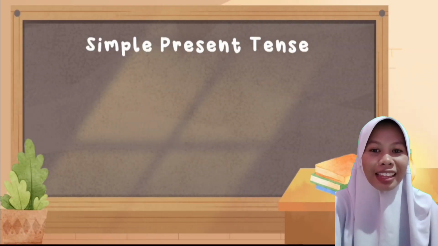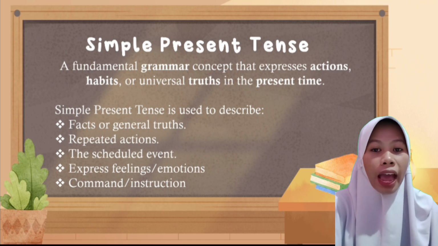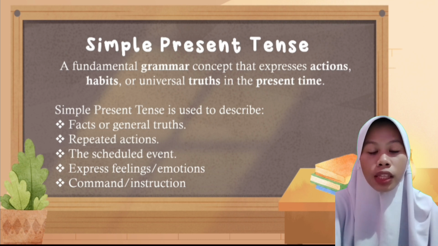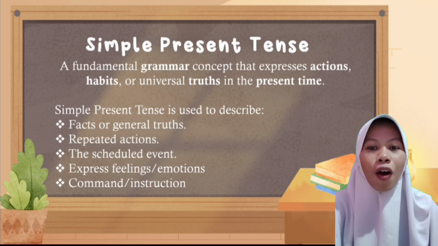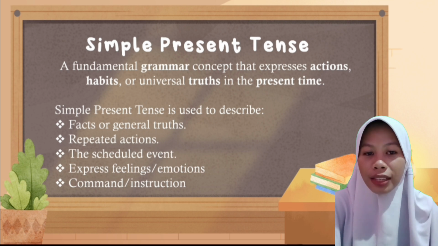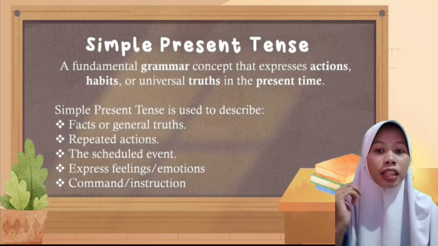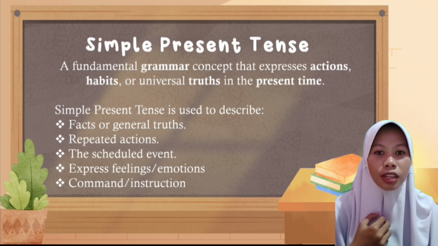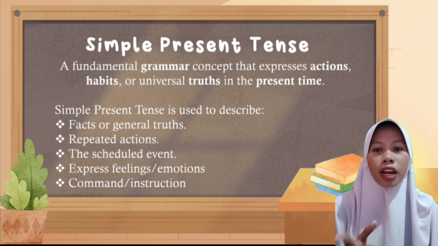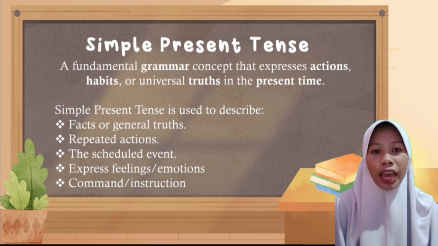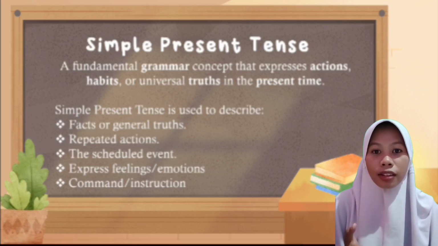The simple present tense describes actions, habits, or universal truths that happen in the present time. It can also describe emotions, repeated actions, or interactions. For example, the sun rises in the east, a universal truth. She walks to school every day, a habit. The train arrives at 8 p.m., a scheduled event.